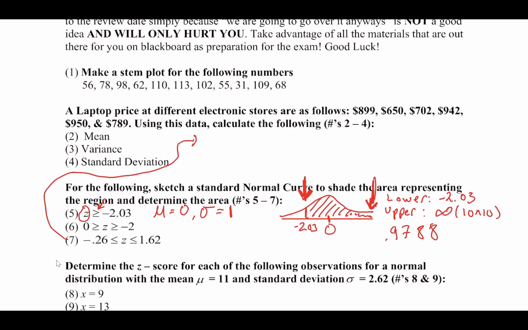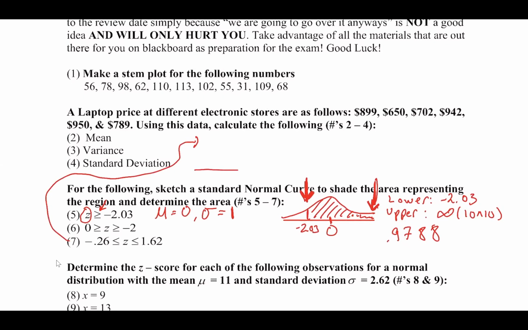So if I want to do this, once again, you just want to draw this out. The middle should be 0. Then look at negative 0.26, all the way to positive 1.62. You want the in between, so you shade the in between.